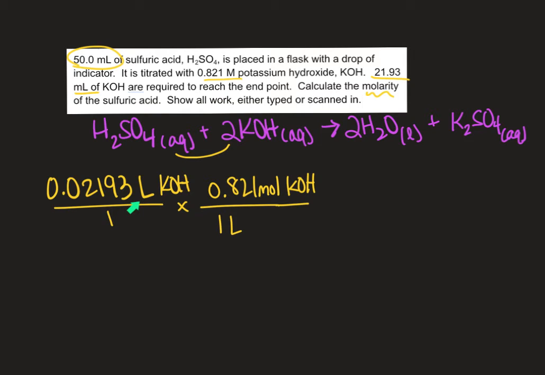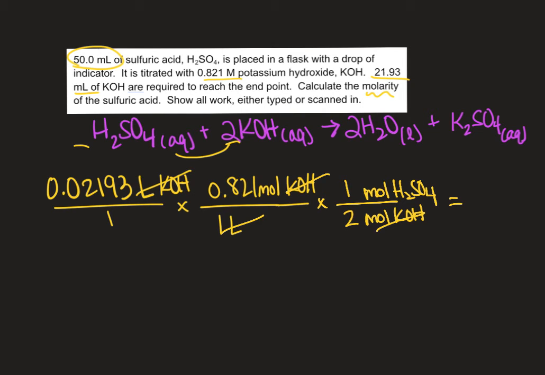Okay, so in my head, I just went from milliliters to liters of the base, and then I took the molarity and I rewrote it as a conversion factor here. So right now we have moles of our base. We can use stoichiometry and the mole ratio to go from moles of the base to moles of our acid. And if you take a look, it's a 1 mole of acid to 2 moles of base ratio. So now we'll get moles of acid here. On the calculator, that equals 0.009002 moles of our acid.